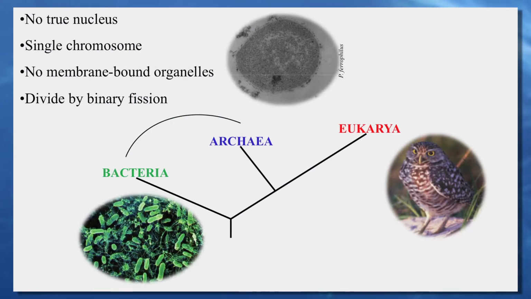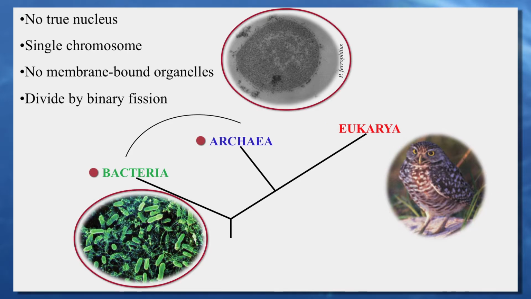So this is the universal tree of life in its most basic form. You are a eukaryote, and so is the FAU mascot, which is my understanding. It's a burrowing owl. Did I get that right? Yeah? Okay. It's not a microbe. All of these things are microbes.